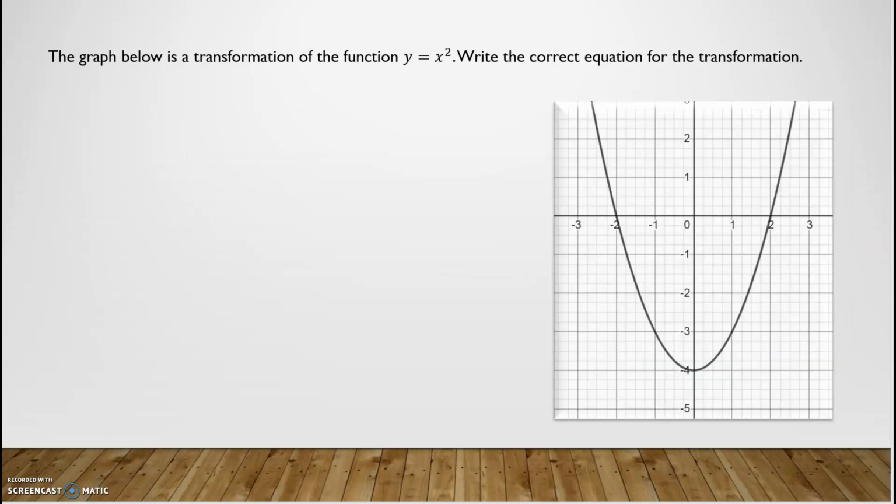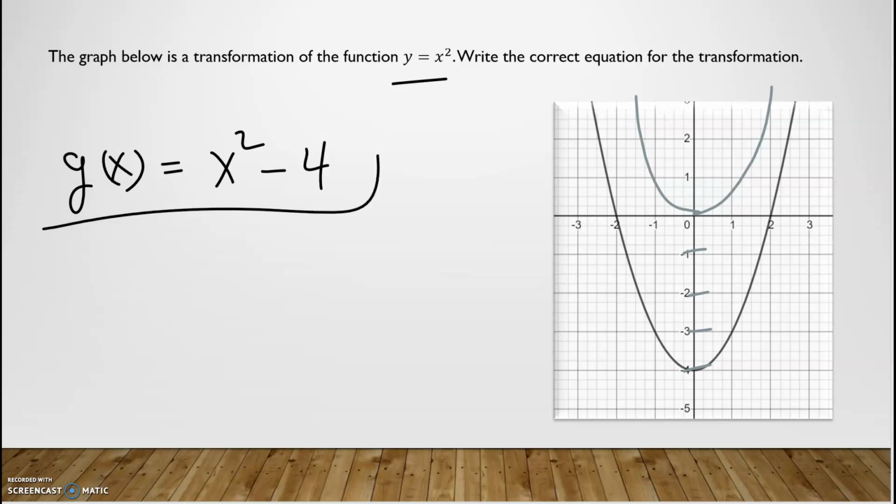Okay, here we're looking at x squared, which we would already know because it's a U shape. So we know it should be x squared. Now the original one would start at 0, do something like that. But this one has been shifted down 1, 2, 3, 4 units. So that means that g of x is equal to x squared minus 4. And that'd be our answer.